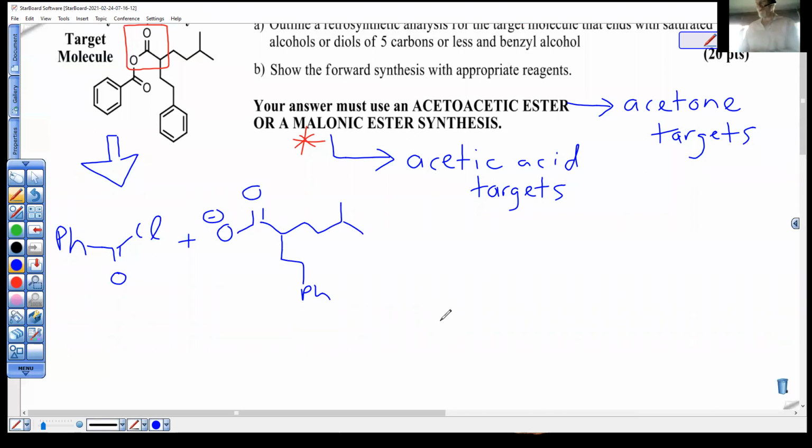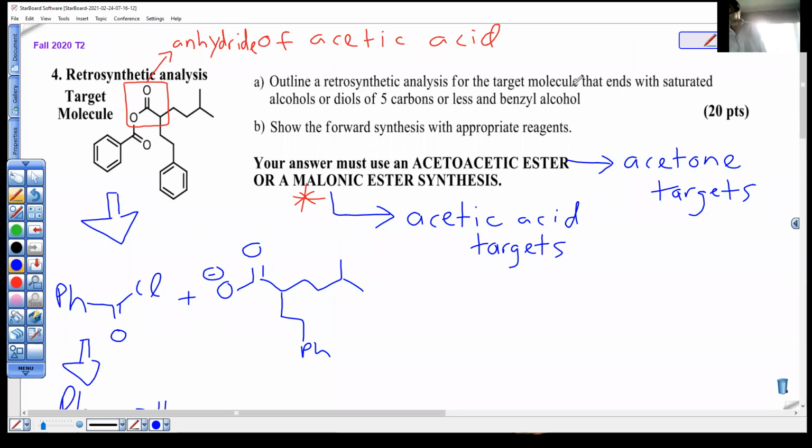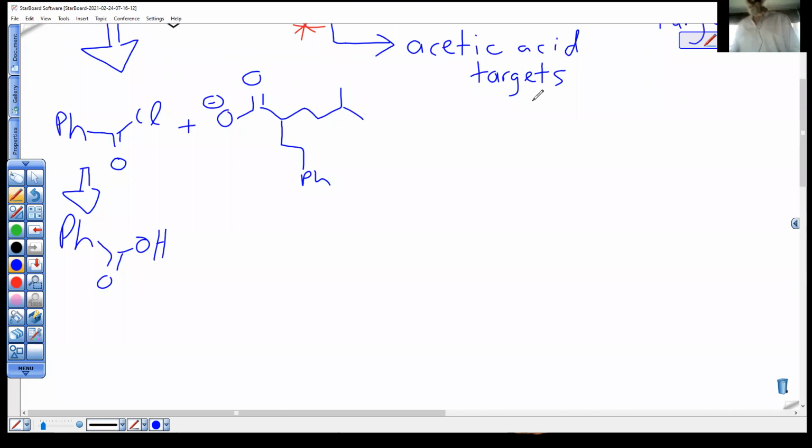Okay. Now, where do acid halides come from? Acid halides come from carboxylic acids. It's the only way we learned ever how to make them. Where do carboxylic acids come from? Do they come from alcohols of 5 carbons or less? Not this one. Oh, benzyl alcohol. Yes, benzyl alcohol. Please let me know that nobody for the rest of the semester is going to lose the same points again for not remembering that this is benzyl alcohol. Phenyl CH2OH, benzyl alcohol. Circle it.